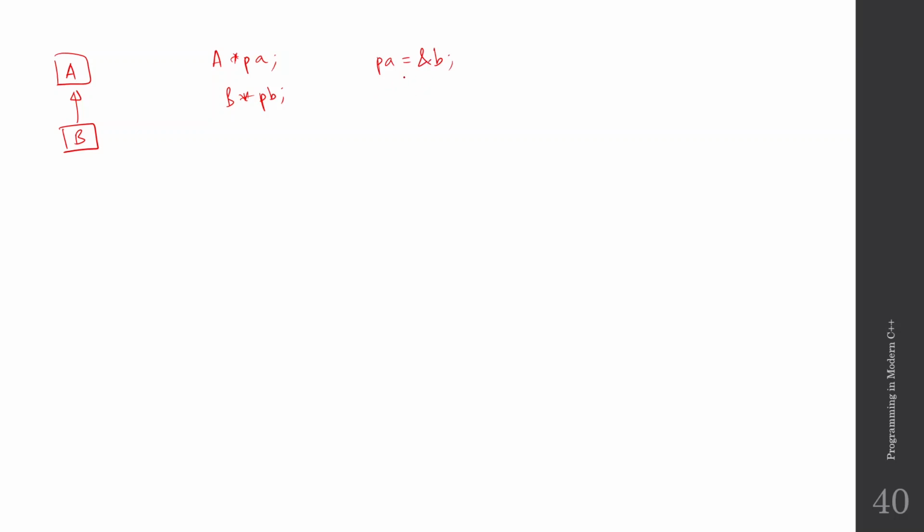Now see, one thing you said is that PB is converted to a pointer of type A and then assigned to PA.